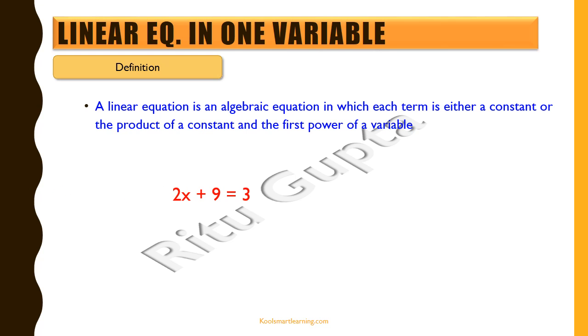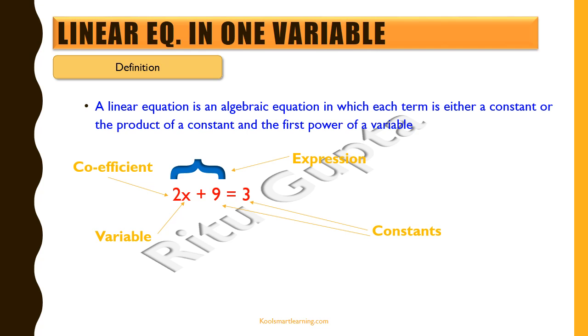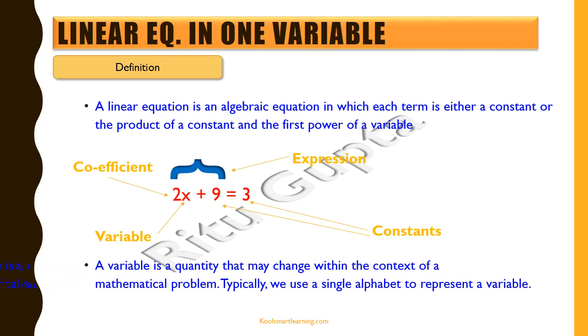An example would be 2x plus 9 is equal to 3. In this case, we see x is the variable here, 2 is the coefficient for the variable x, 9 and 3 are the constants, and 2x plus 9 on the whole makes an expression. So a variable is a quantity that may change within the context of a mathematical problem. Typically, we use a single alphabet to represent a variable.